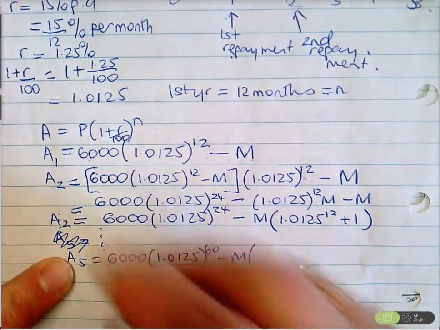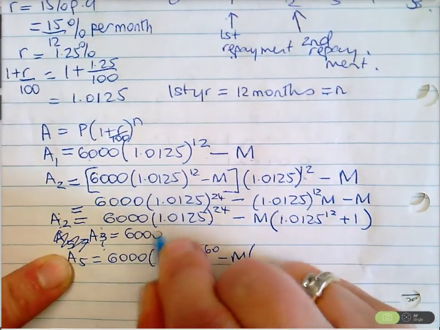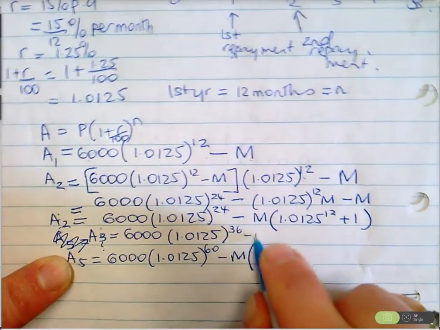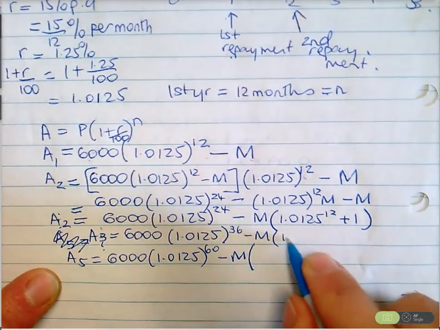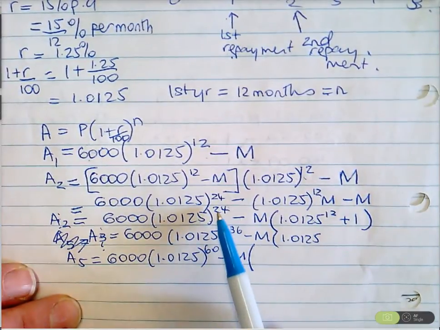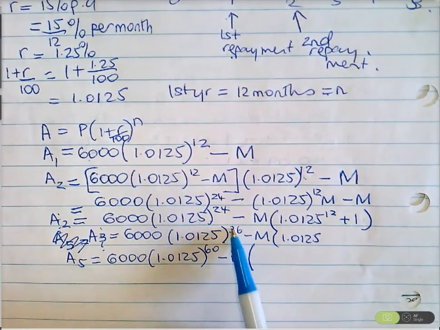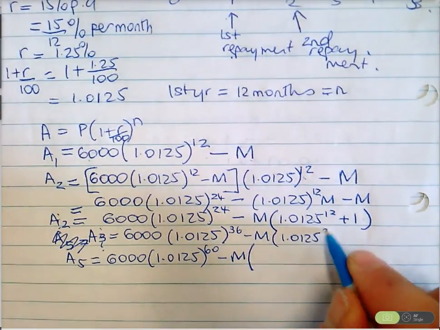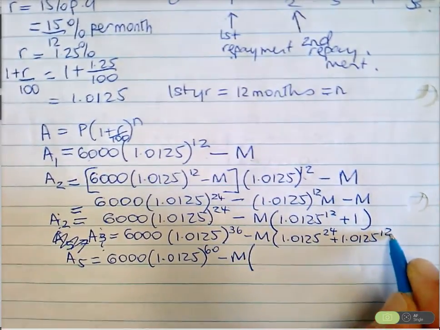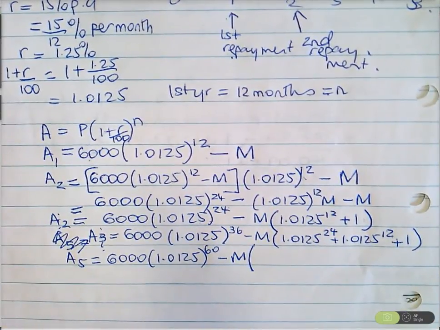Can I write A3 before I do A5? Let me do A3. What would I get for A3? 6,000, 1.0125 to the what? Minus m. That's the equivalent of 2. That's 1, and that's 0 power. So this is equivalent of 3. Then the power of 2 is 24 in this case, plus 1.0125 to the 12 plus 1.